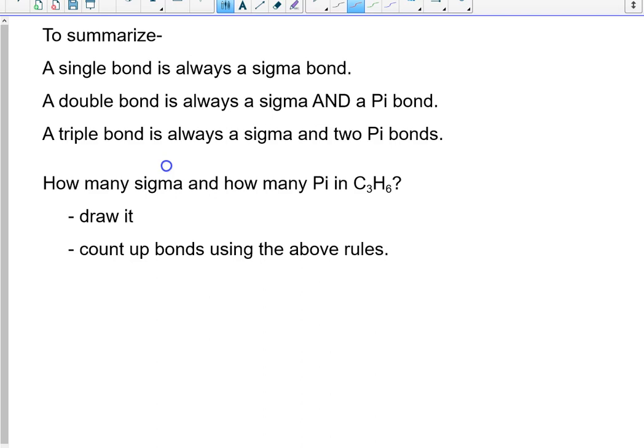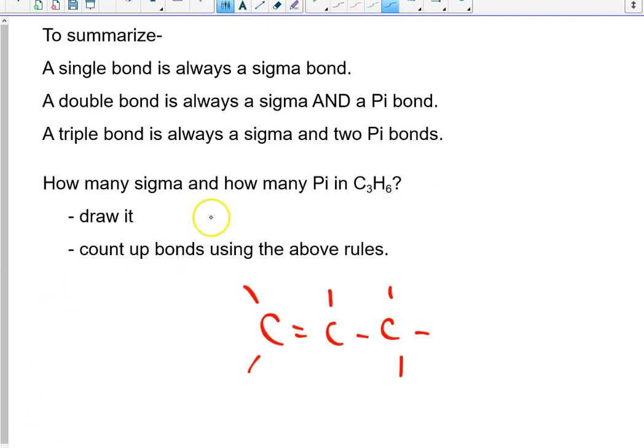All right? So here's the practice question. How many sigma and how many pi in C3H6? So to do it, you draw it, count up bonds, and use the rules above. So we got, that won't take too long. Please remember, if this number right here is only 2x of what C is, there is a double bond involved. Try and draw that.